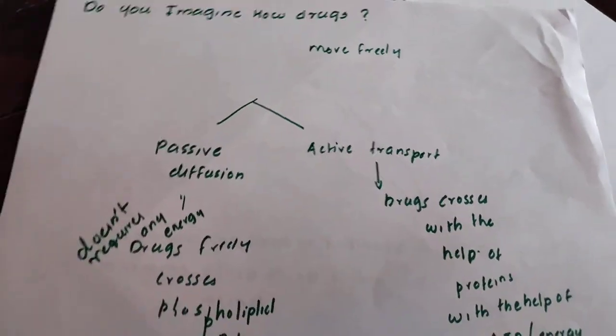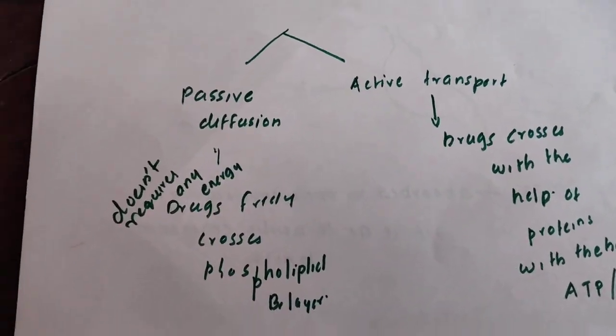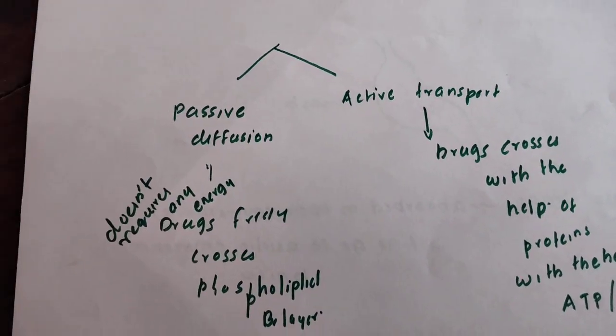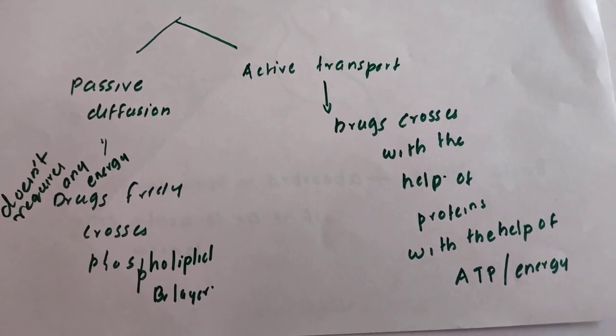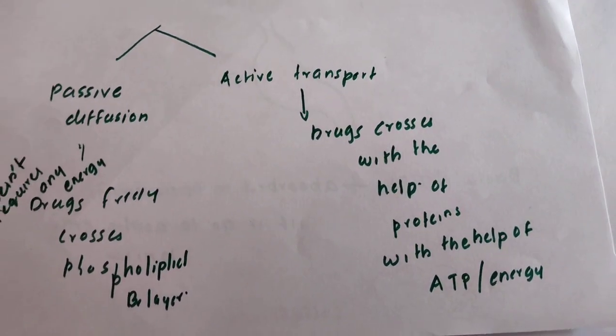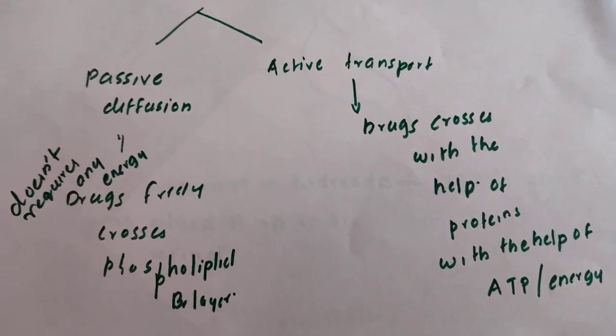So these are the two ways drugs move. The first way is passive diffusion, where drugs freely cross the phospholipid bilayer without any requirement of energy. The second mode of transport is active transport, where the drugs cross with the help of proteins, with the expenditure of ATP, or we can call it energy.